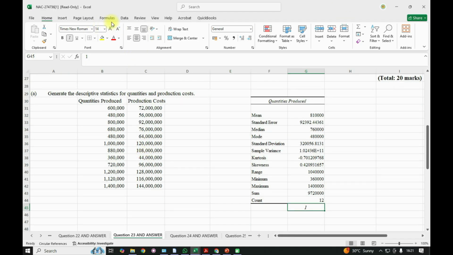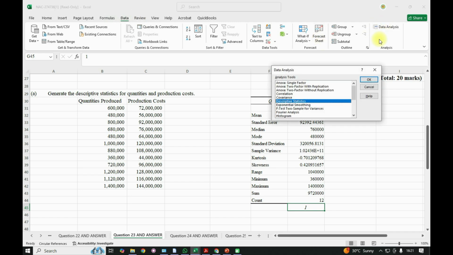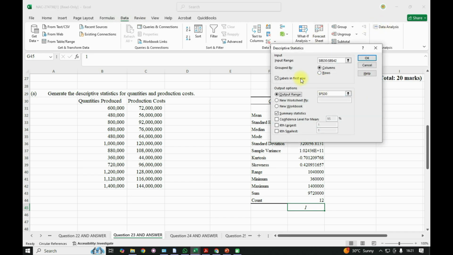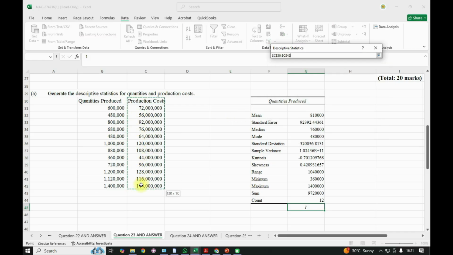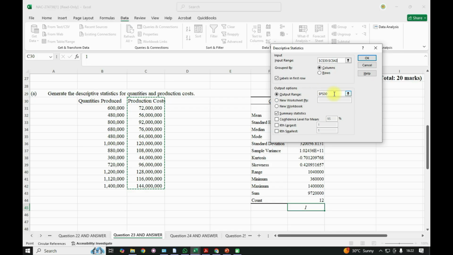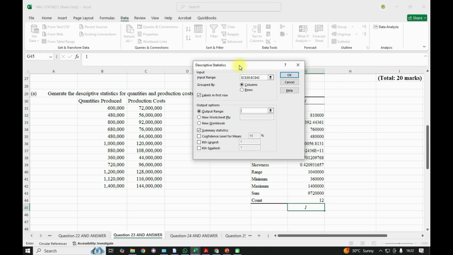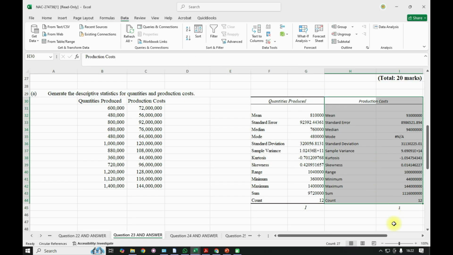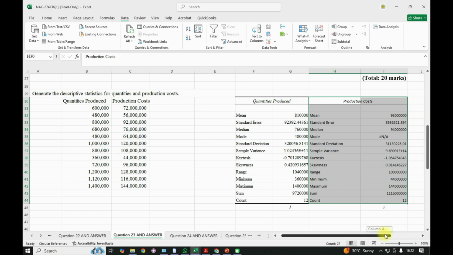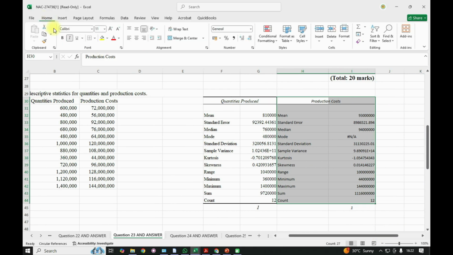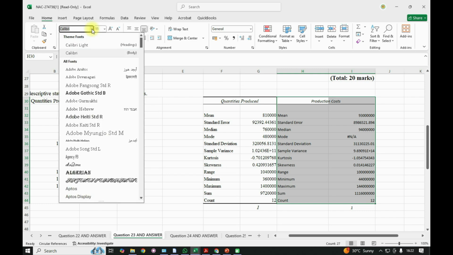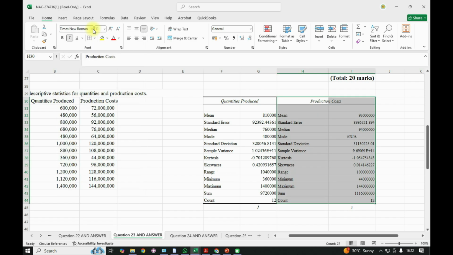For production cost. Go back to data analysis, descriptive, and in this case we need to highlight the production cost, that way, and our output range. We need it to be on this end, the output range, and I will put OK. So that one will be for the production cost.